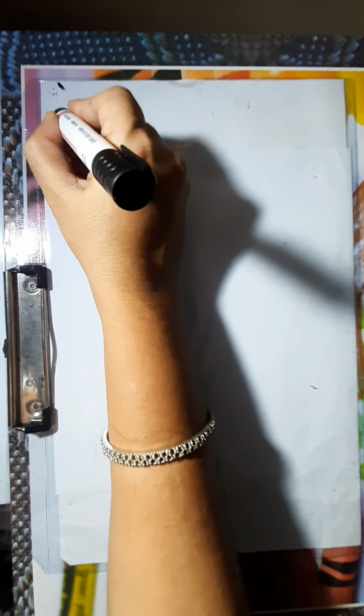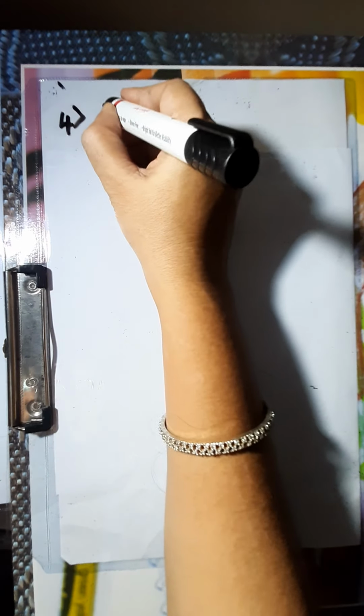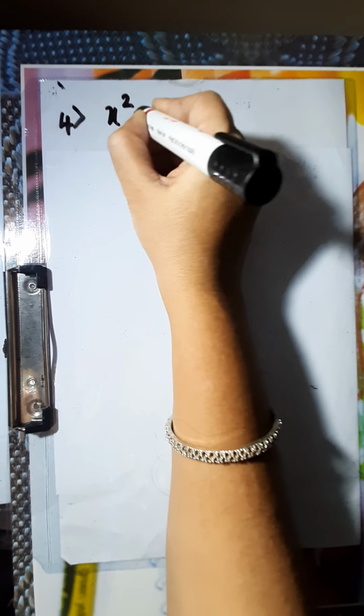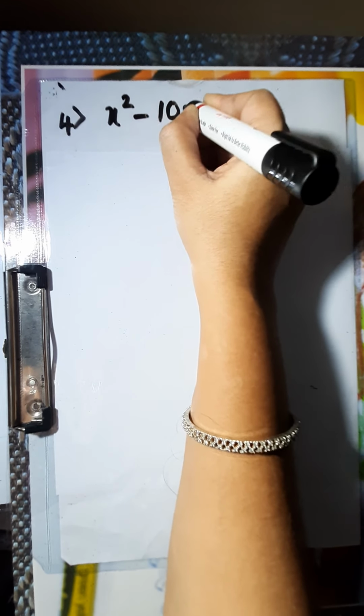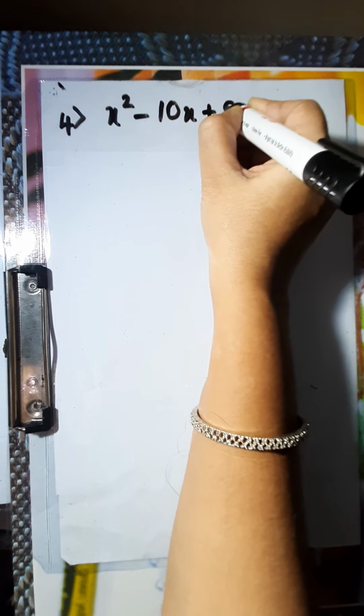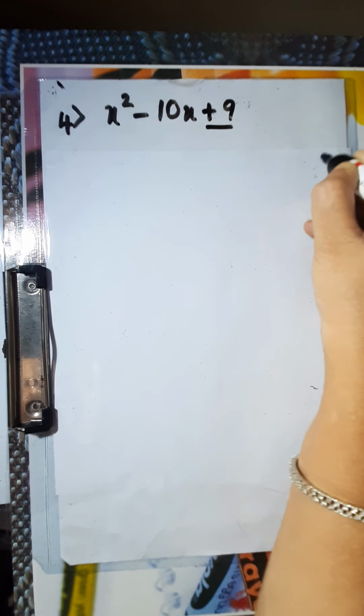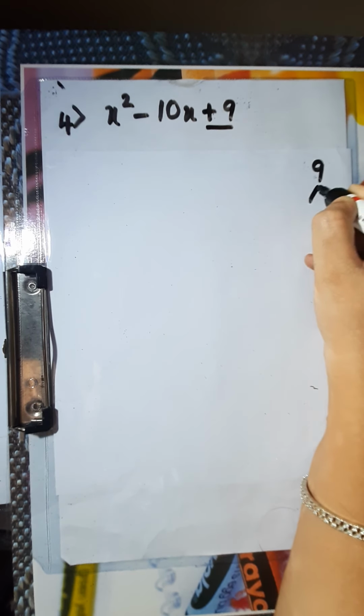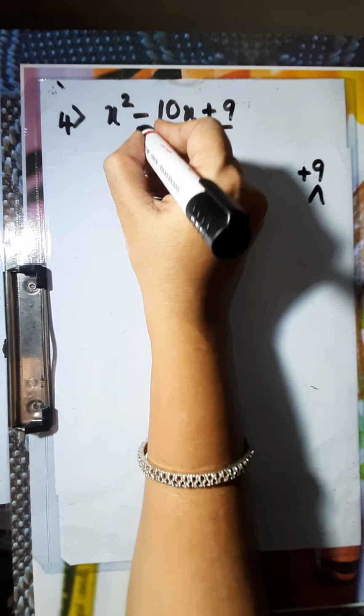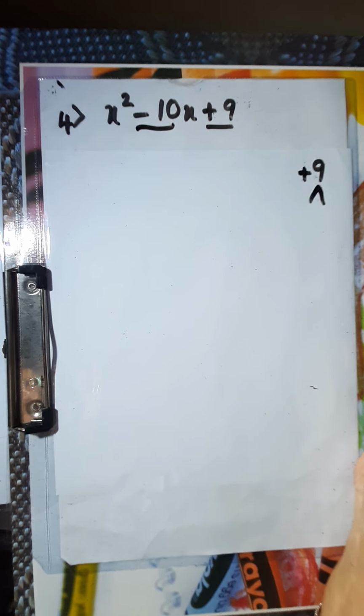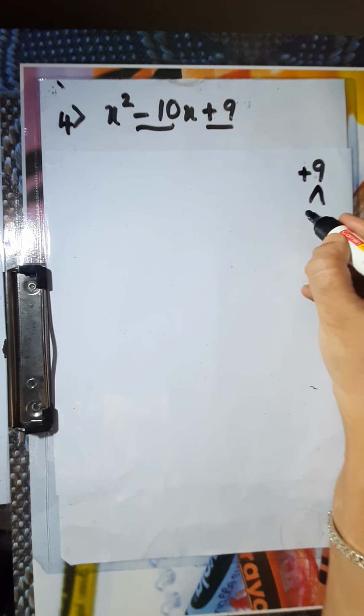Okay. Now, let's see the sum number 4. When the middle term is minus and the last term is plus. So, x square minus 10x plus 9. Now, my last term is 9 with the plus sign. So, my middle term is how much? Minus 10. So, what must I do to get minus 10? I must add the tables of 9. Come on. 9 ones are.